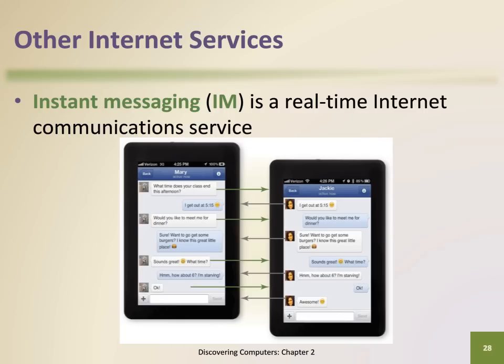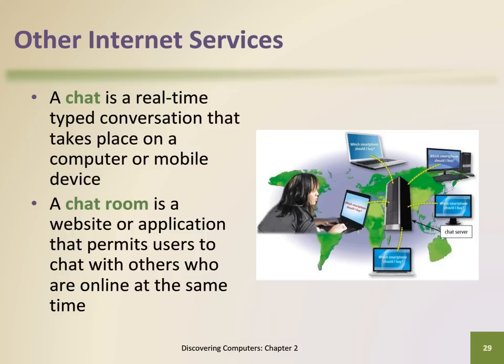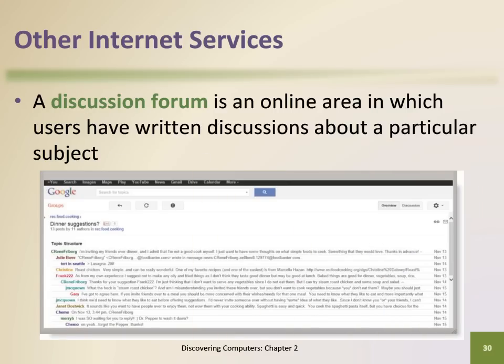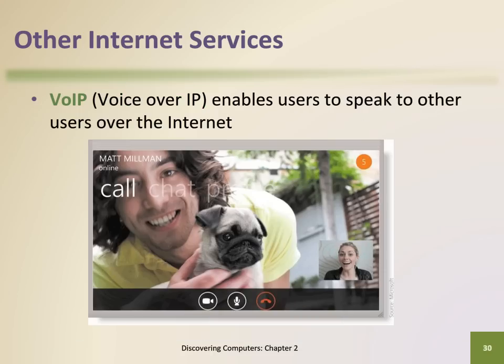Instant messaging is a popular real-time internet communication service. Chat rooms allow users to have real-time typed conversations with other users who are online at the same time. A discussion forum is an online area for written discussions. Discussion forums are used in CIS 101 and probably in your other online courses, too. Voice over Internet protocol enables users to speak to others over the Internet using their computer.